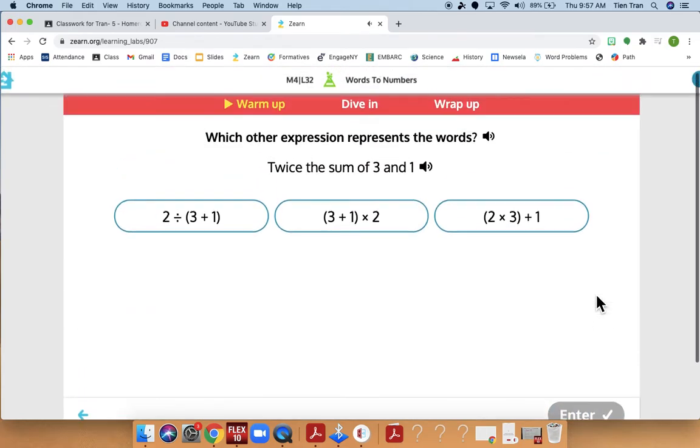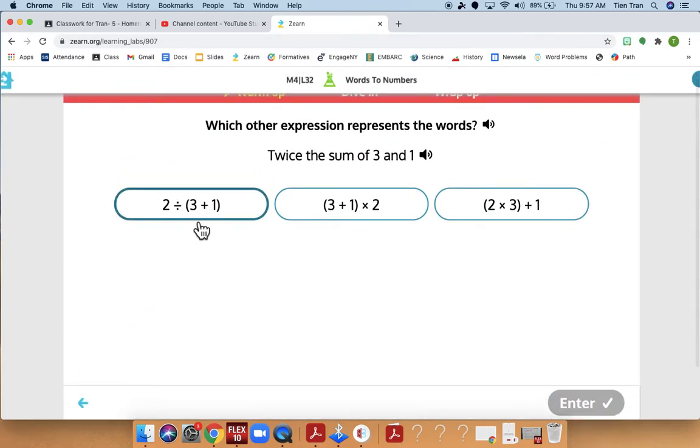Awesome. So we have here 2 divided by 3 plus 1. We have 2 plus 1 times 2, and we have 2 times 3 plus 1. So they're asking me which other expression also shows the same thing. So we know that we're multiplying times 2. This one shows me that I'm multiplying times 2. This one is dividing by 2, and this one adds a 1 at the end. So this is the only one that makes sense.